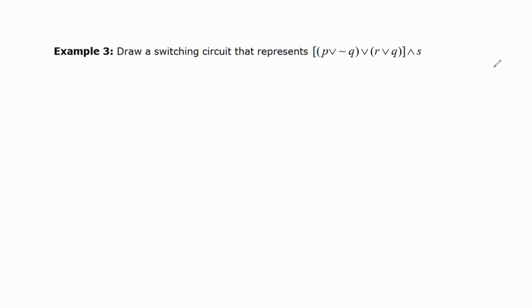We're asked to draw the switching circuit that represents the given diagram. We have P or not Q, or R or Q, and then with a larger parentheses for and S.